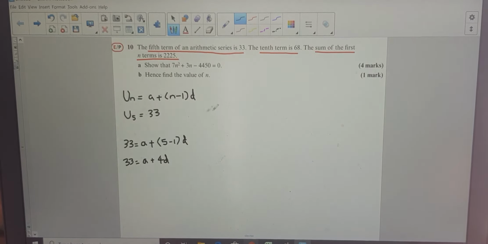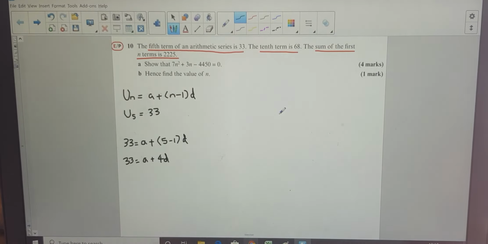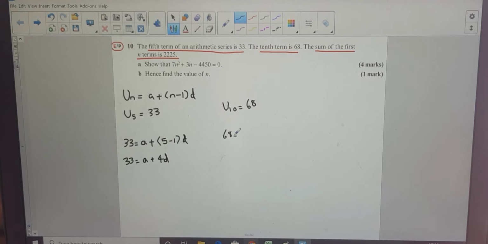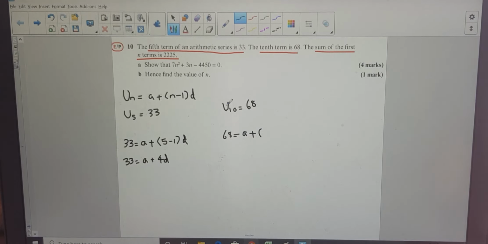Problem, I have two unknowns and one equation. I can't solve this unless I have another one, and then I can make some simultaneous equations. So for this one, I know that the 10th term, that's what that notation means, the 10th term is equal to 68. Therefore, 68 equals A plus n, well, it's my 10th term, so n is equal to 10, minus 1 times the difference. 68 equals A plus 9D.